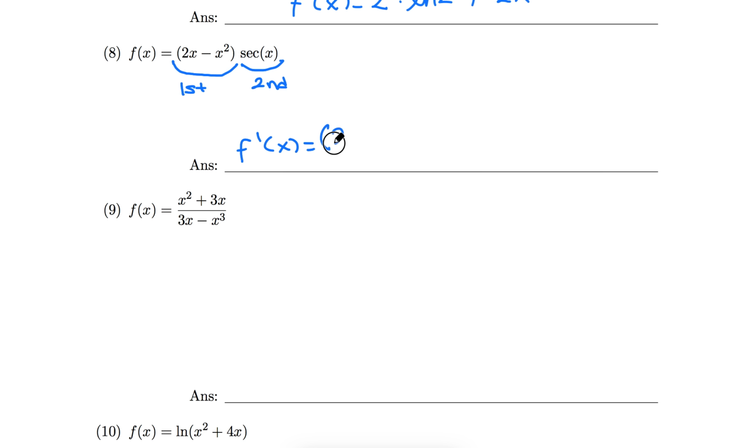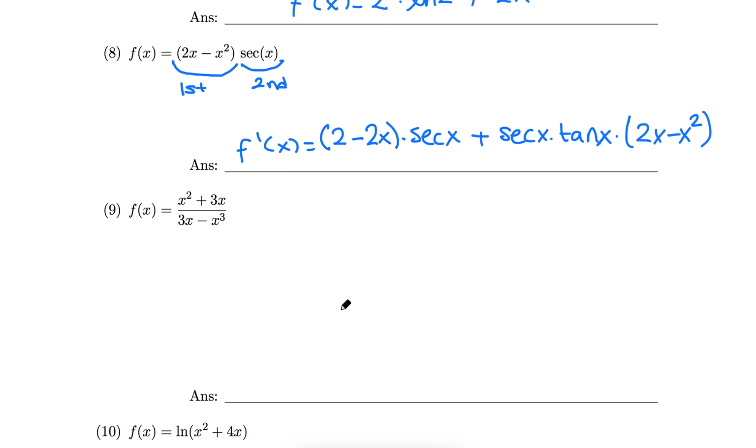Derivative of 2x is 2 minus derivative of x squared is 2x times the second function, secant x, plus derivative of the secant x, second function, times tangent x, x times the first function, 2x minus x squared. And we don't need to simplify, so we're going to leave our answer like this.